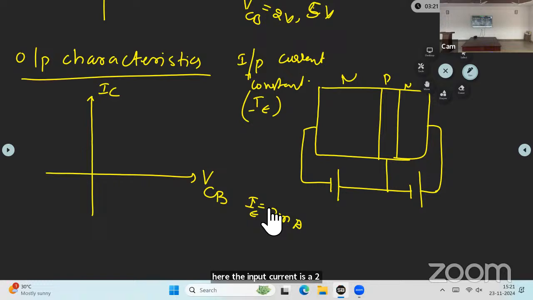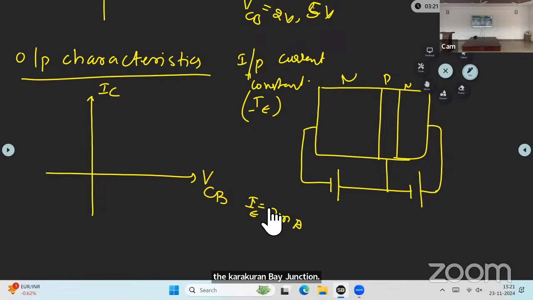Now I am varying the output bias. The battery connected between the base and the collector, that battery we are varying. Now, what is the voltage in the base and the collector regions? What is the voltage in the collector and base junction? 0.